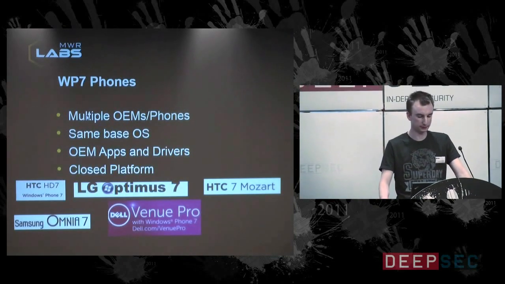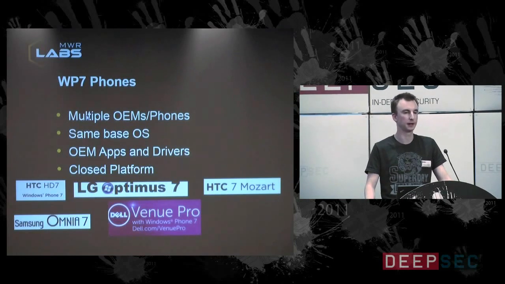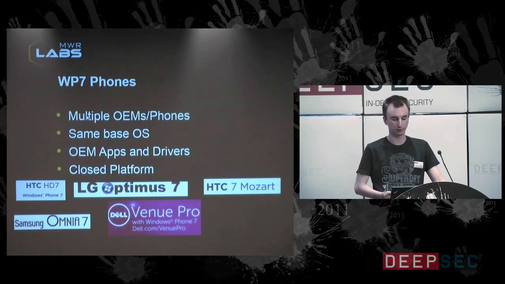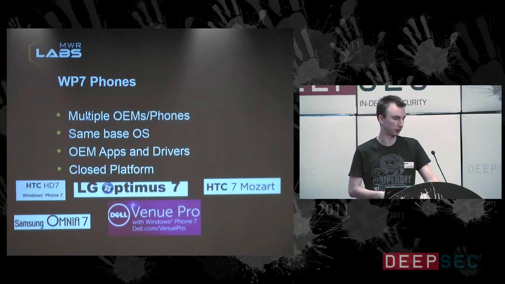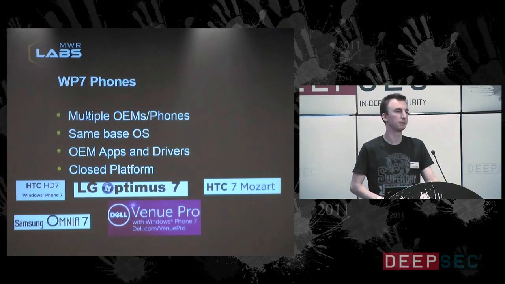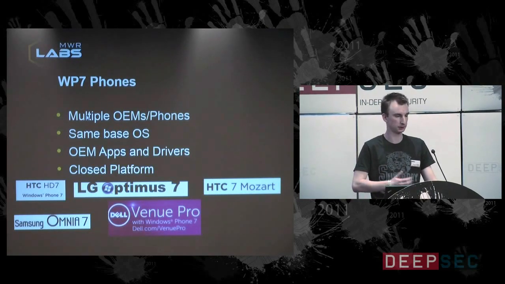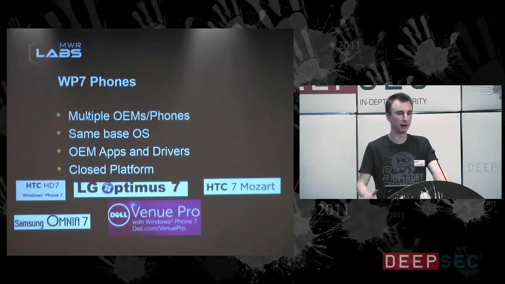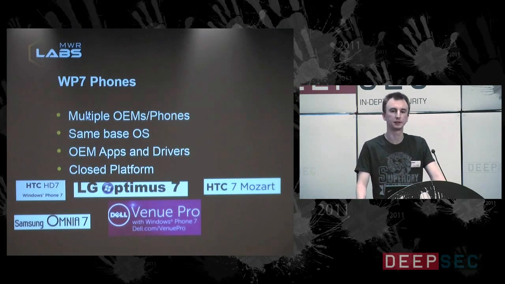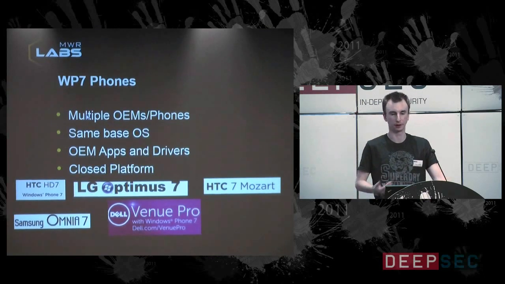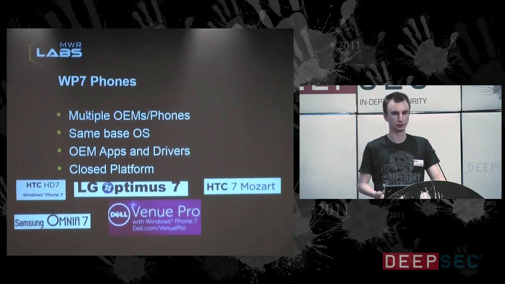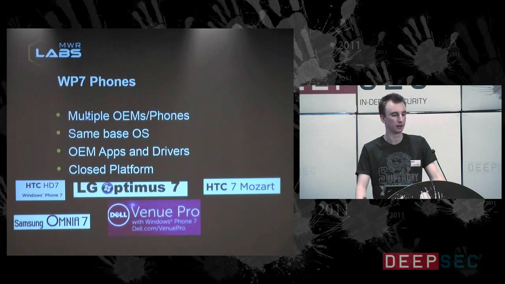So Windows Phone 7 phones, currently there's multiple different OEMs. It's the same base operating system, but there's different handset manufacturers out there, the original equipment manufacturers. With that, it's the same base operating system by Microsoft across all of the OEM phones. However, the OEMs are allowed to make customizations to the base OS. They're allowed to write their own applications, device drivers, and so on to actually support the platform. This actually gives the OEMs an elevated level of access to the platform, which normal developers don't get.